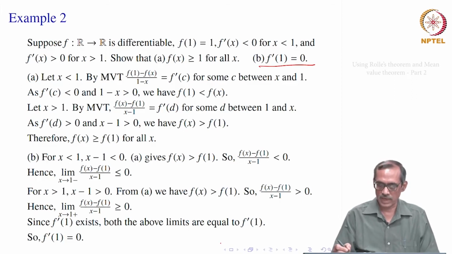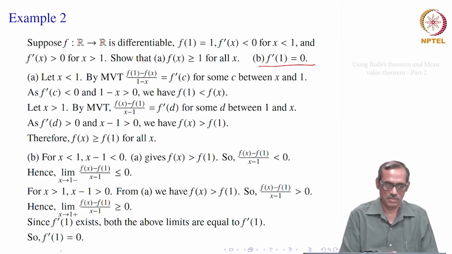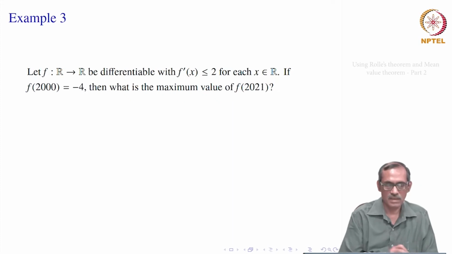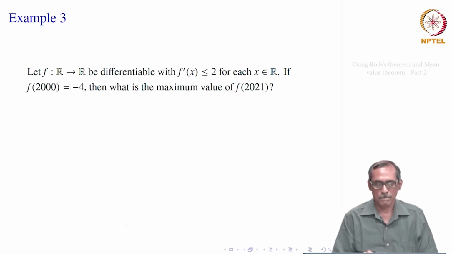Here you notice that at 1 we have to turn back to our definition of the derivative, that it is the limit of (f(x) minus f(1)) by (x minus 1). Then on the left side it is less than 0, on the right side it is greater than 0, the limit exists, therefore the limit must be equal to 0. That is the argument we used. Okay. So, let us take another example.